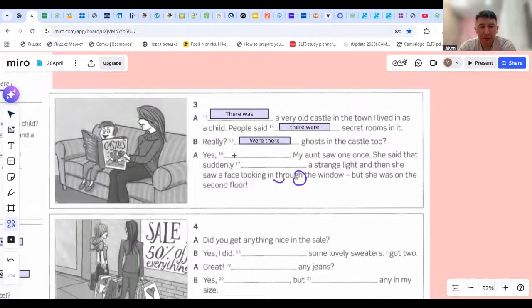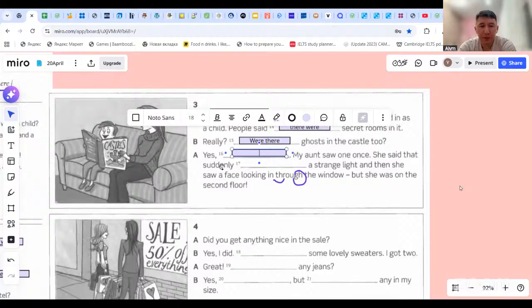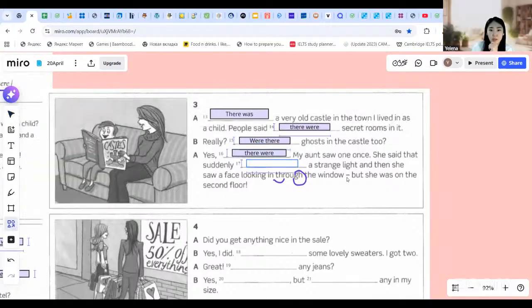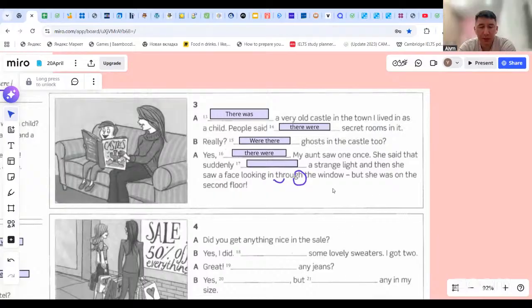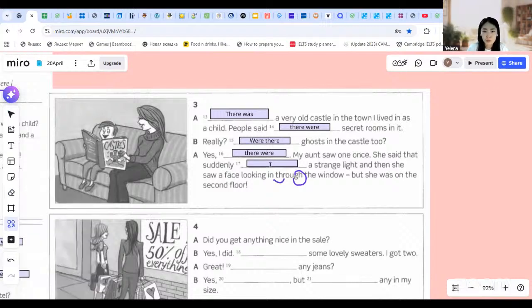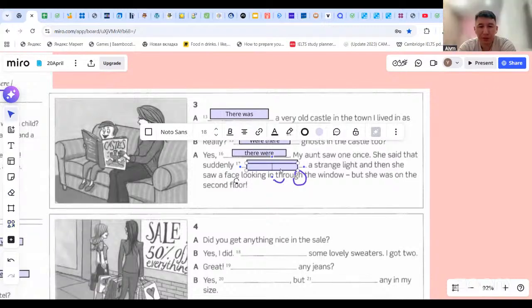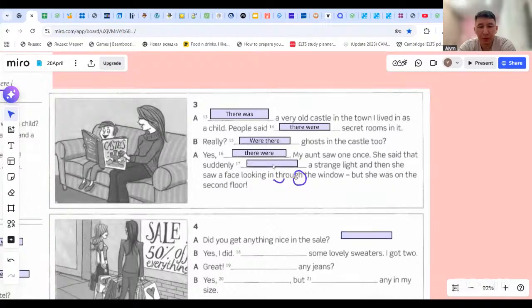Yes, next. They were. My aunt saw one once. Yes, once. She said that suddenly there was a strange light, and then she saw a face looking in through the window, but she was on the second floor.